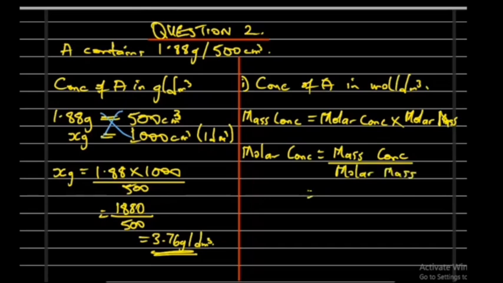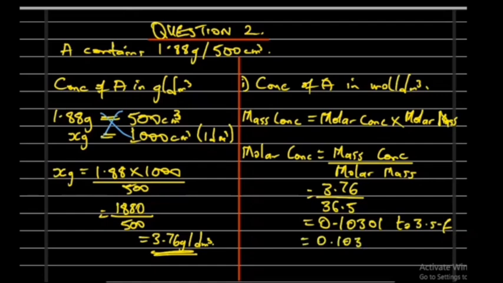So from what we have gathered, our mass concentration is what we just calculated to be 3.76. Then 3.76 divided by the molar mass of our substance here, hydrochloric acid, which is 36.5. So doing this now, we'll be having our answer to be 0.10301, and to three significant figures, we'll be having it to be 0.103 moles per dm³. So this is going to be the value of our concentration of A in moles per dm³.